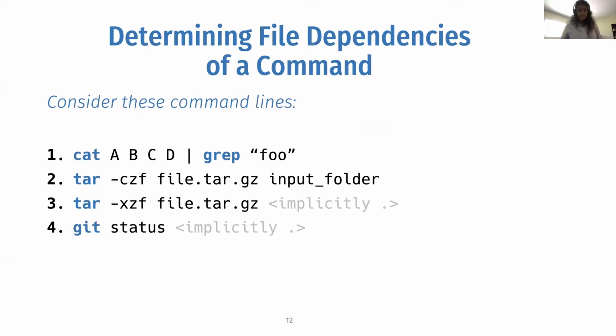Let's dig a little deeper into this first question, how to determine the file dependencies of a command line. Consider these command lines. In the first one, the arguments A, B, C, D are input files to cat, while the argument foo is a string for grep. In the tar -c invocation, the argument following -f is an output file, while the argument after, not preceded by an option, is an input file. However, in number 3, the argument after -f now is an input file, while the output is implicitly the current directory. Similarly, git status also relies on the git metadata in the current directory as a dependency. Without a formal interface that defines which arguments are output files or input files, POSH would have a hard time understanding which commands it can offload.